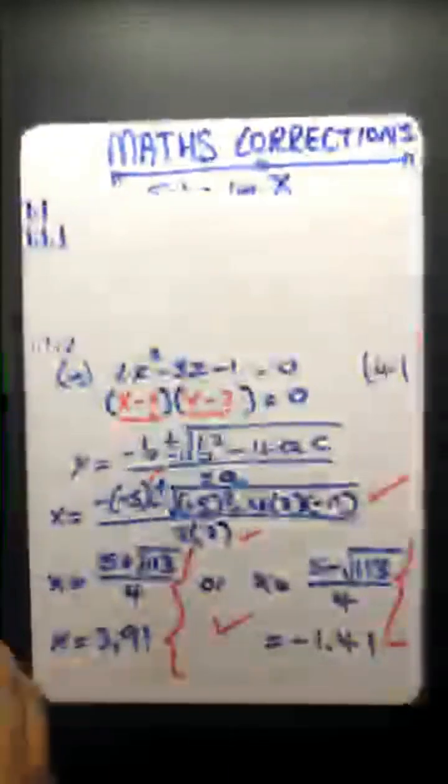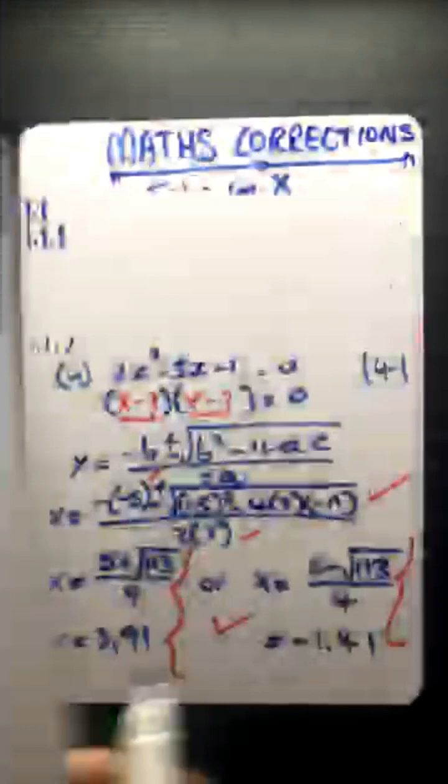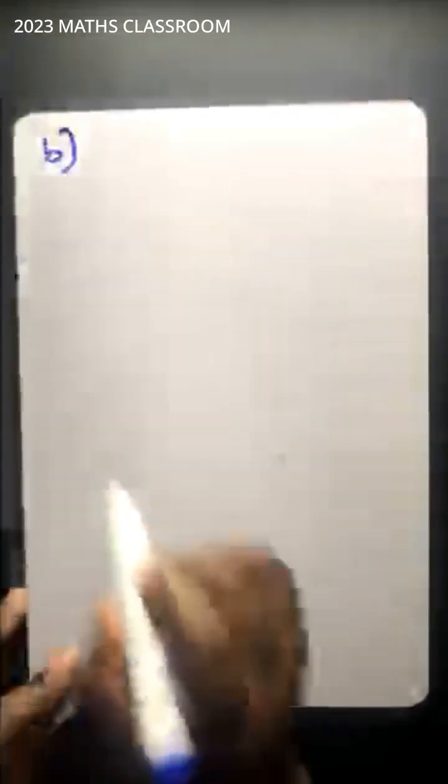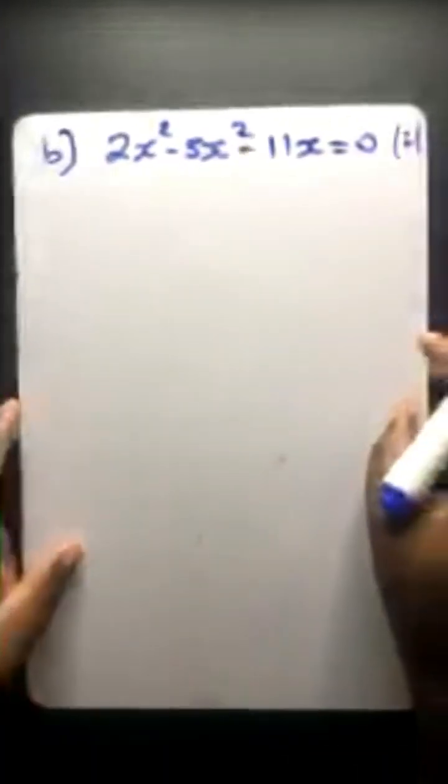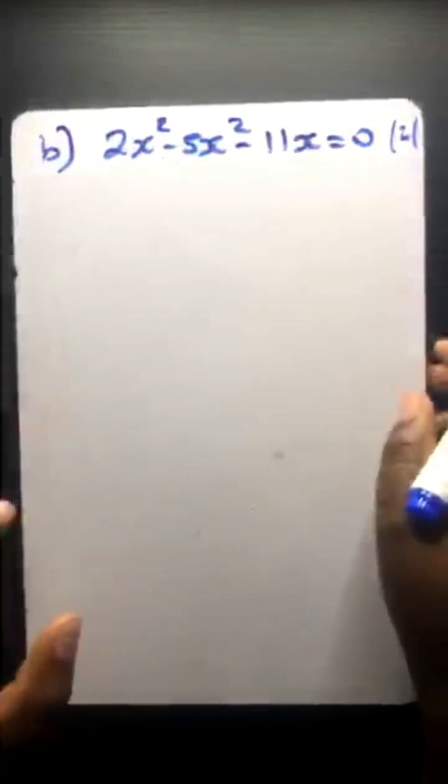Okay, then it's fine. Maybe let me bring another board and write on top of that one. So remember, this question that we've just done, it was A, then we now move on to B. And then B, you are having 2x squared minus 5x squared minus 11x, all of that is equal to 0. And this question is only allocated two marks. It looks as if this question is a bit complicated or difficult.